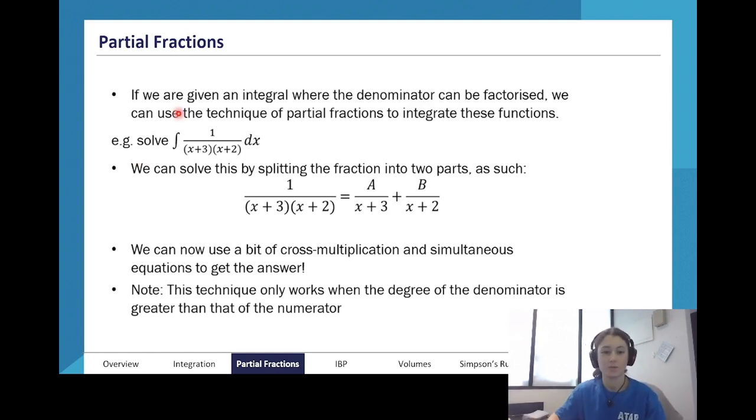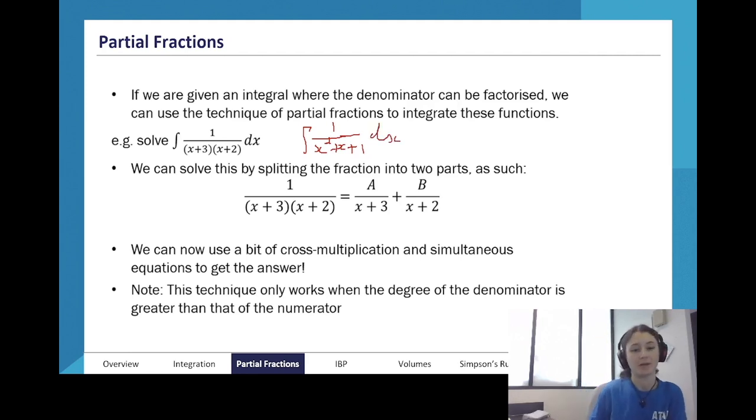Another example that you might get is if you have 1 over, and then on the denominator you just have a quadratic, because here you can factorize the denominator and use partial fractions from here as well.